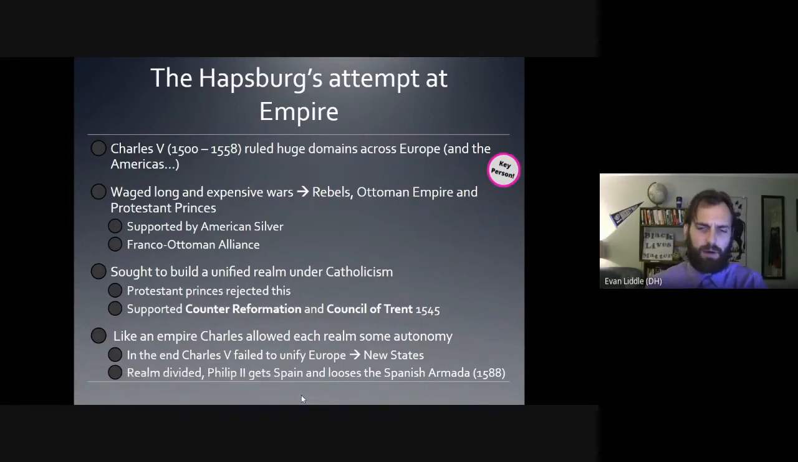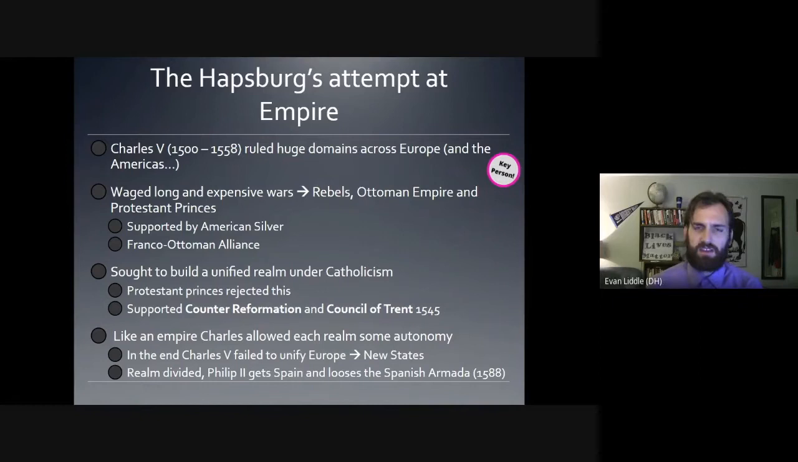But like an empire, Charles did allow all of his realms, his territories, some kind of autonomy. He let the Netherlands speak their Dutch language. He let his French territories speak their French language. So he did follow a lot of the models we see of an empire having a unifying idea, but also allowing a certain degree of autonomy.